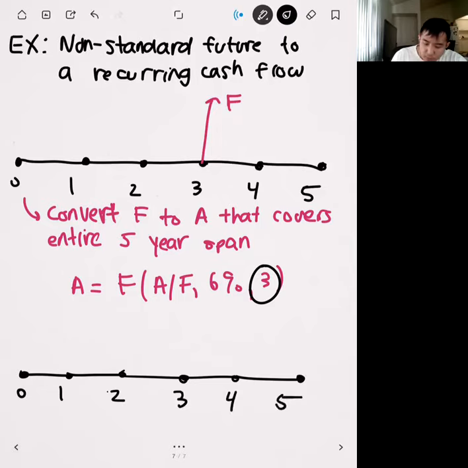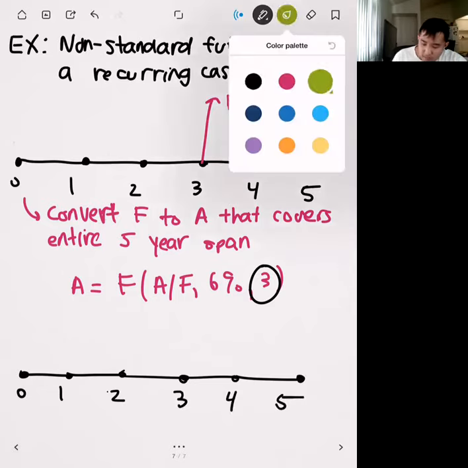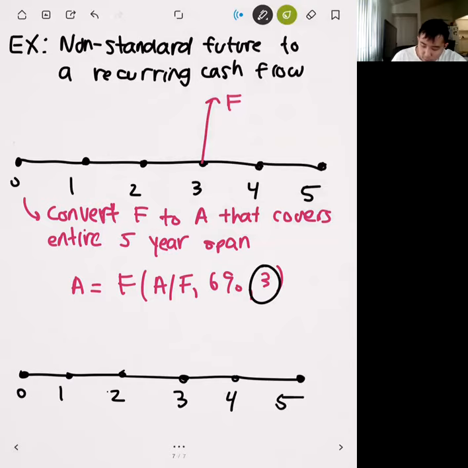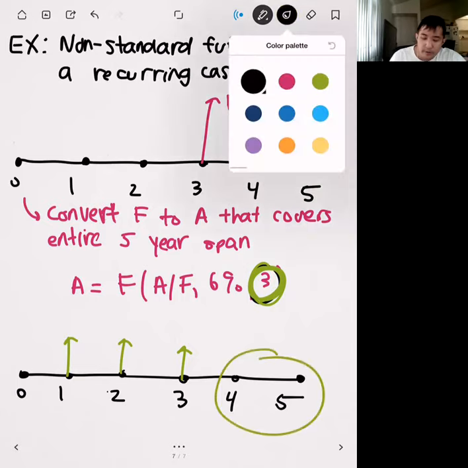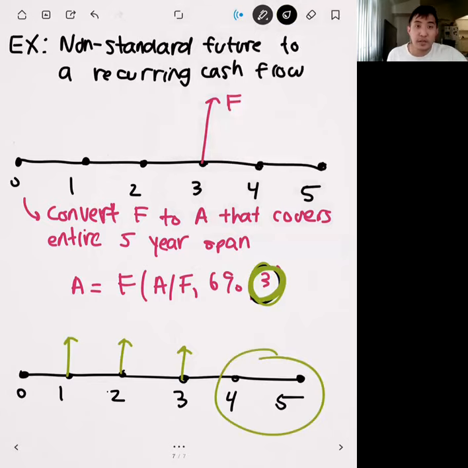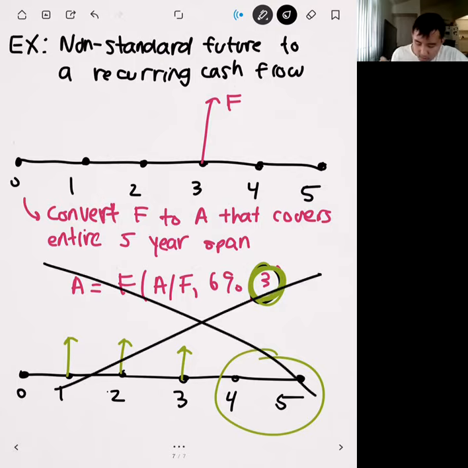And so if we actually perform this conversion up here, we're going to have a uniform series, but it's only going to go up to year 3 because that's the amount of time that we specified for the conversion. Obviously this is not what we want, because it's a uniform series, yes, but we're missing the contributions in years 4 and 5. And so this is another example of a non-standard cash flow where you would have to apply more than one conversion.